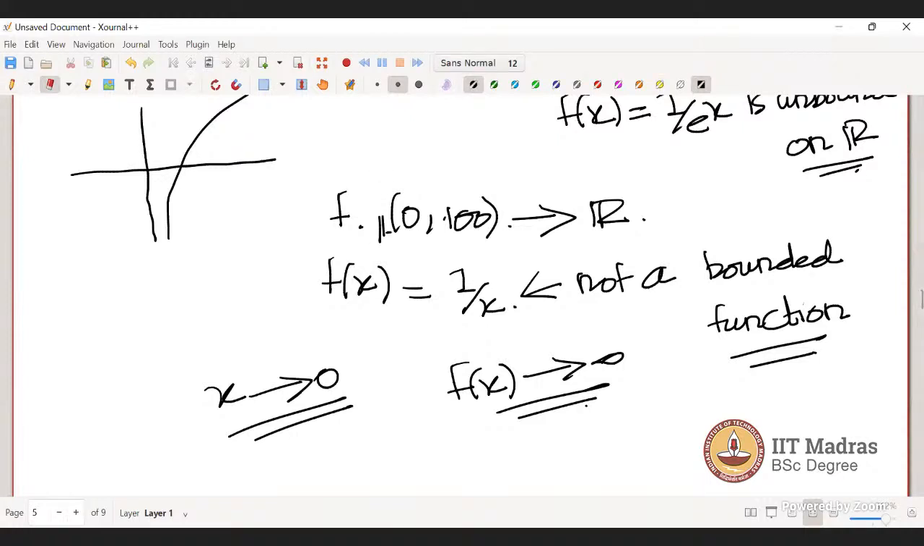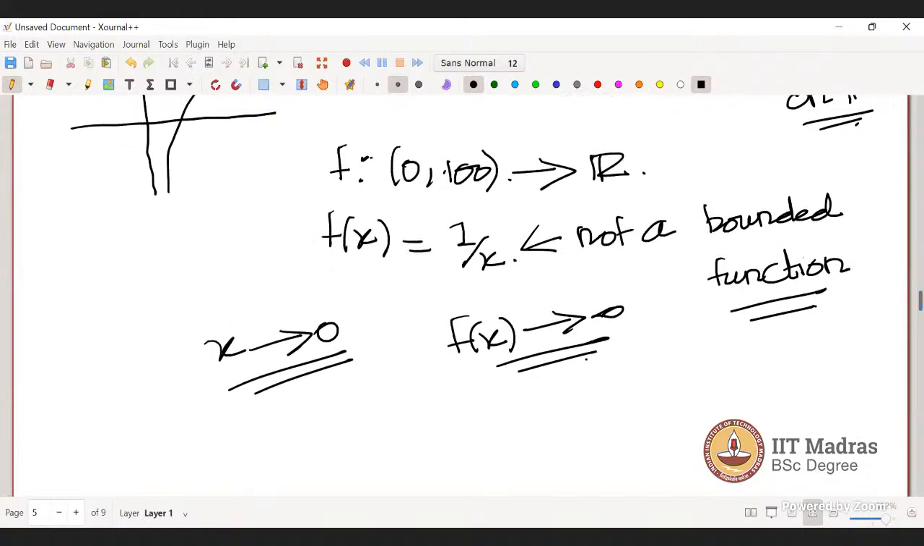If it is a closed bracket at 0, then what happens? Then this is not a function, because at 0 the function is not defined. So if it is not a function, then there is no point of talking about boundedness and unboundedness. Boundedness and unboundedness we can only talk about for a function.